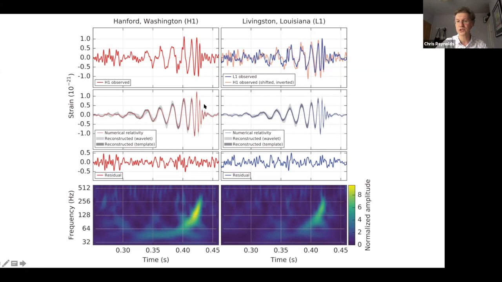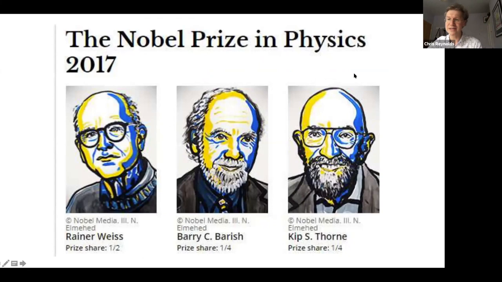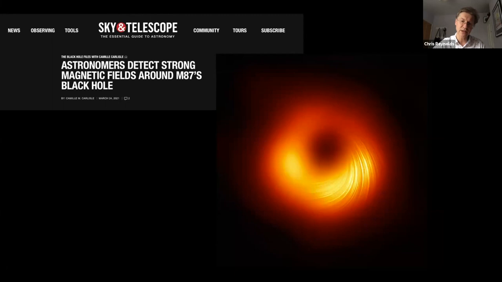And then just the final thing I'll point out is that this gave us the Nobel Prize in 2017. The final thing I'd say is that in recent times, we've now actually been able to take a real image of the immediate environment of a black hole. And in fact, this has just been in the news just a few days ago. This is from the so-called Event Horizon Telescope, which is a global array of radio telescopes that can act in concert and can give us extremely high resolution, or in other words, extremely sharp images of nearby black holes.